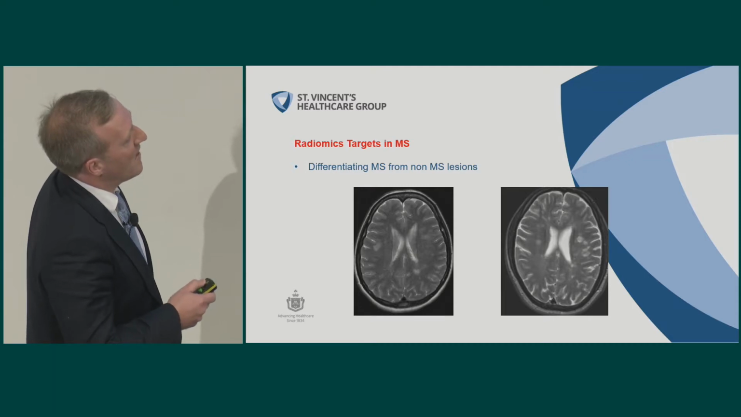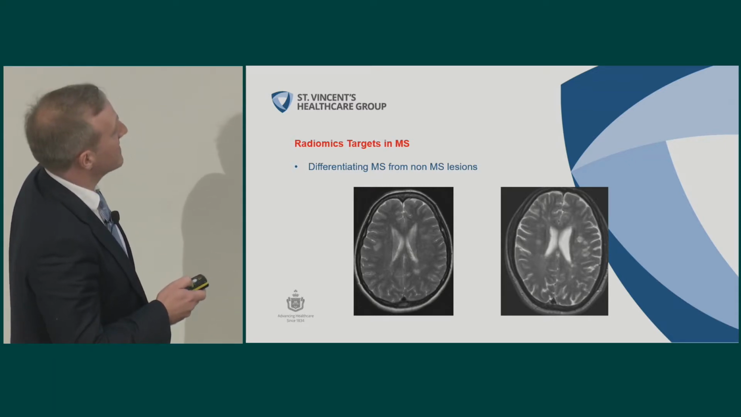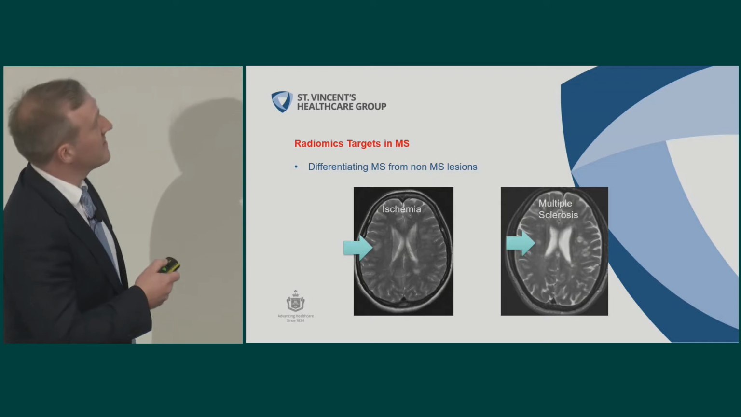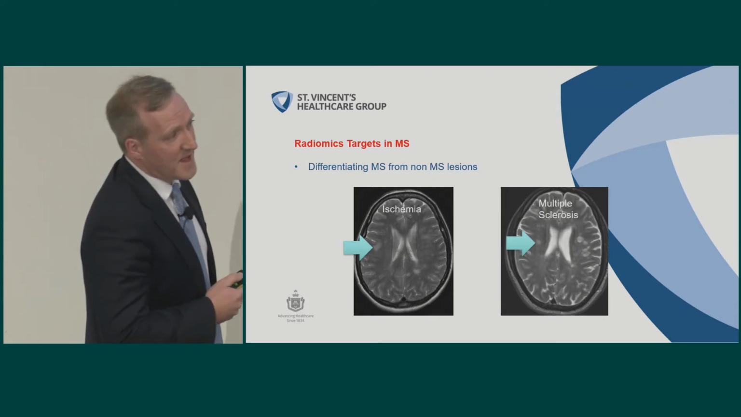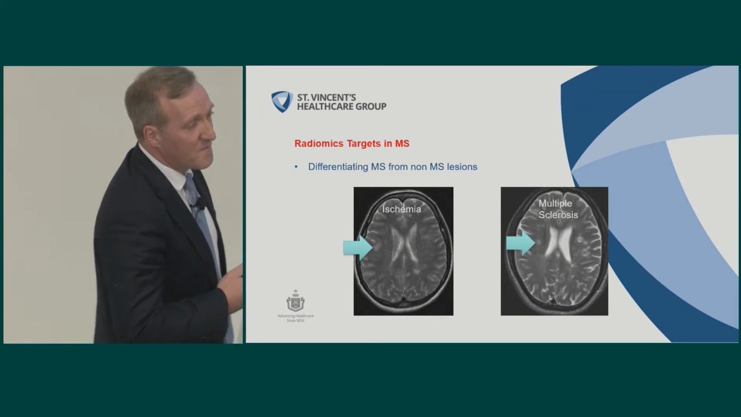Differentiating MS from a non-MS lesion might seem very simple, but it's very complicated. This is somebody with ischemia. This is somebody with multiple sclerosis. They essentially look the same, oftentimes.